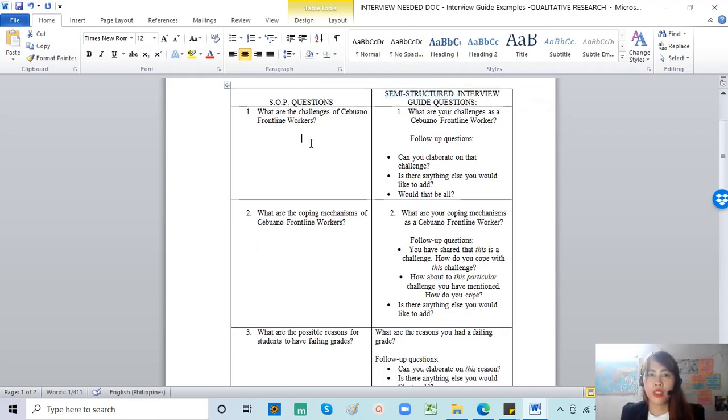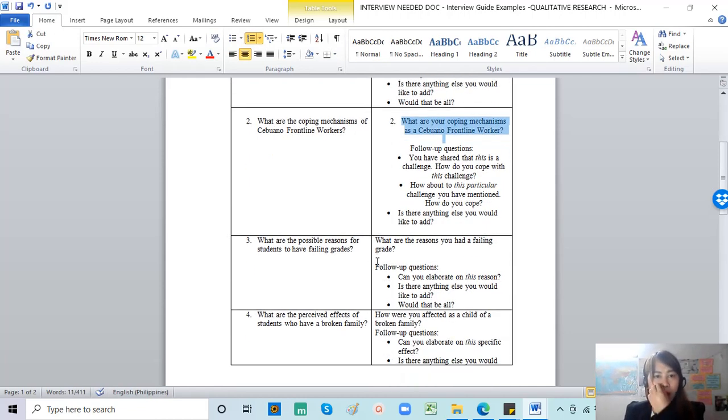So, for example, what are the challenges? This is usually what we have in our studies. Your interview guide question can be, what are your challenges as a Cebuano frontline worker? And then follow-up questions: Can you elaborate on that? Is there anything else you would like to add? Would that be all? What are the coping mechanisms? So you can ask, what are your coping mechanisms as a frontliner or frontline worker?